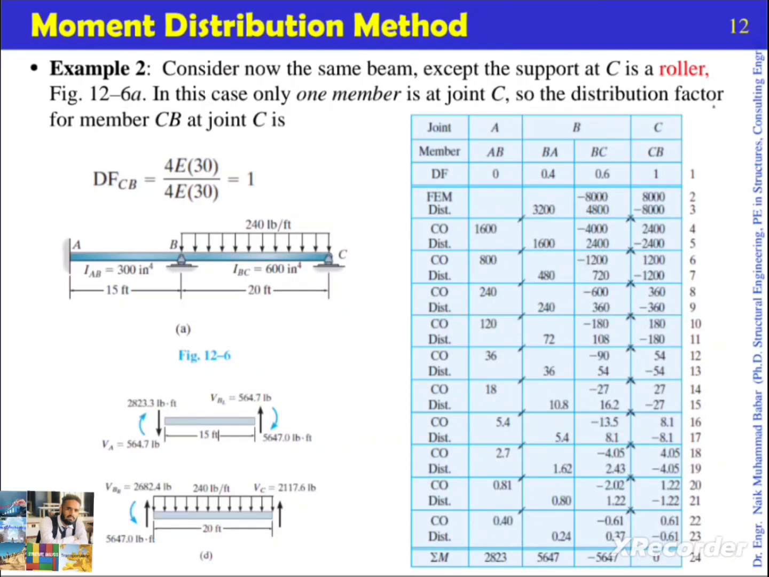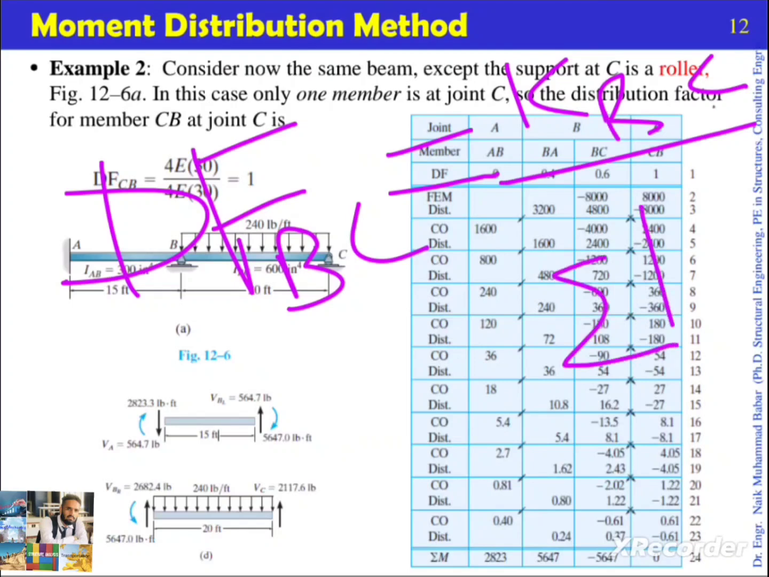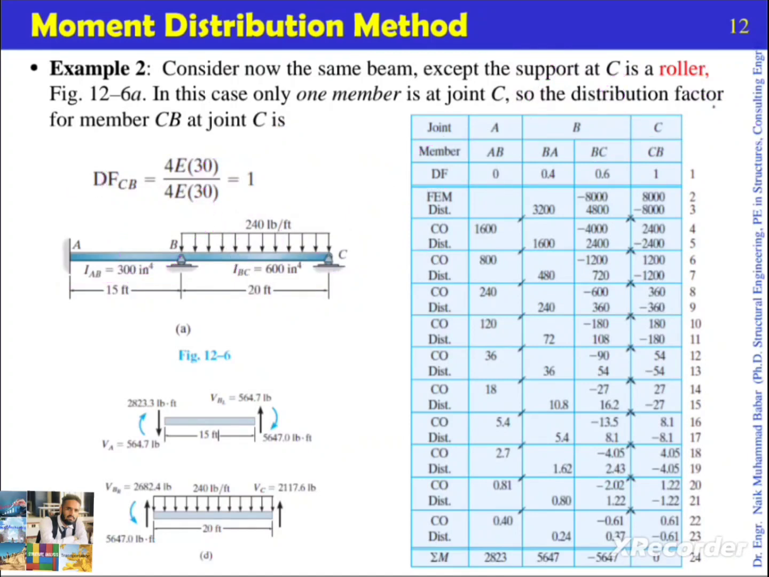Now the same method applies for BC. The distribution factor for BC will be equal to the stiffness of BC divided by the total stiffness at point B. So we will get the distribution factor for BC as 0.6. At point C there is a roller support or hinge support. For this the distribution factor will be equal to 1.